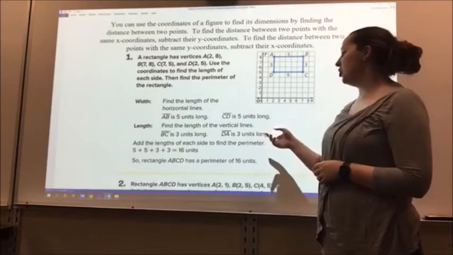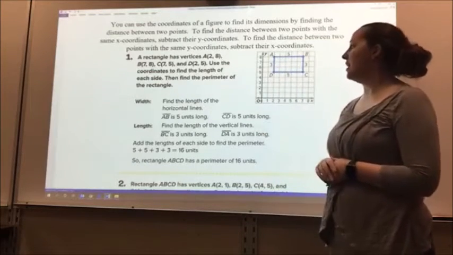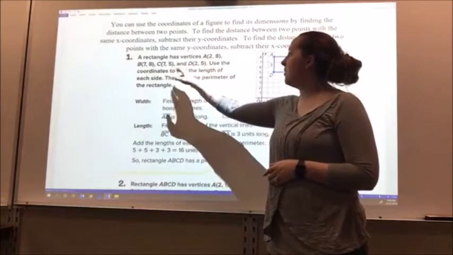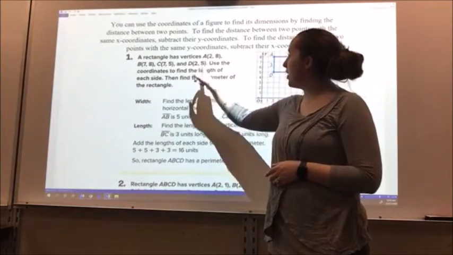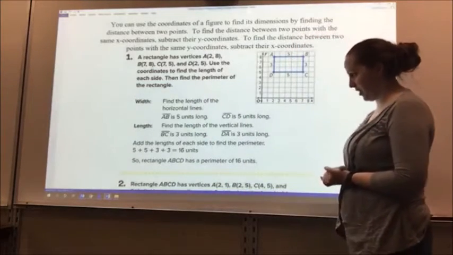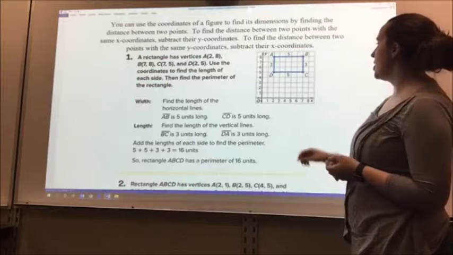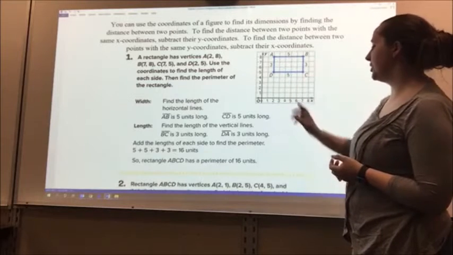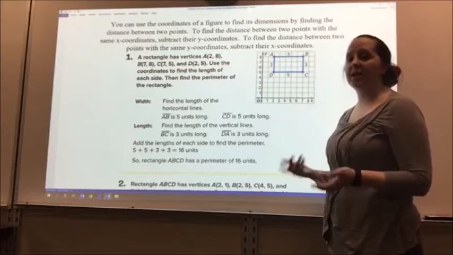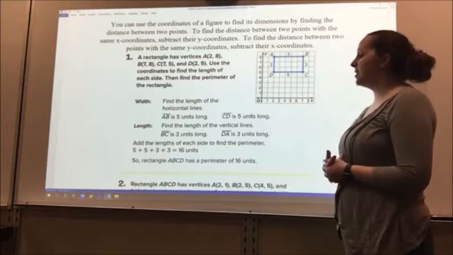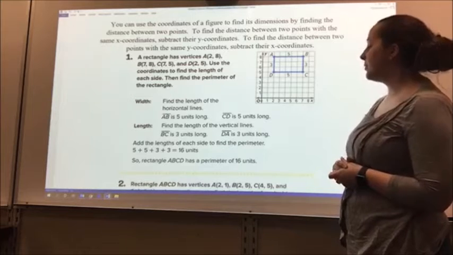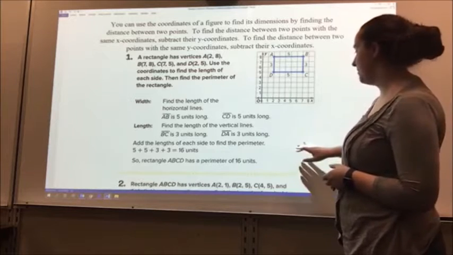And then the vertical lines, I subtract my y. These have the same x value, so I subtract my y values. 8 minus 5 gives me 3. So I have 5, 3, 5, and 3, and I add them all together. 5 plus 5 is 10, plus 3 is 13, plus another 3 is 16. So the rectangle ABCD has a perimeter of 16 units.